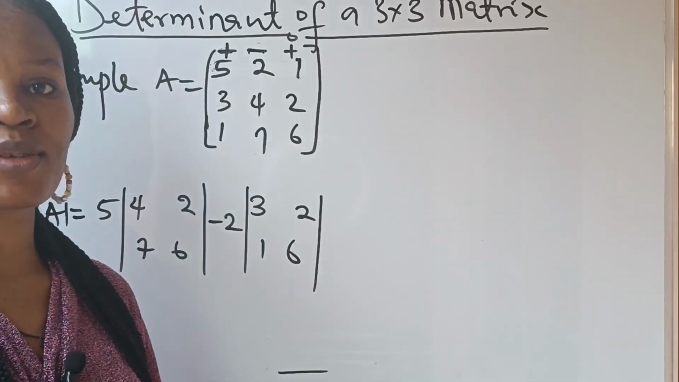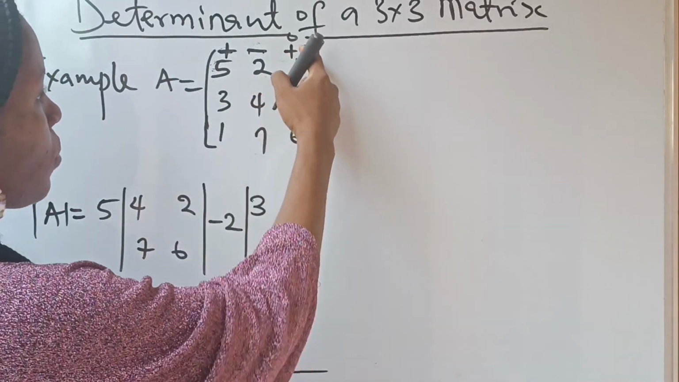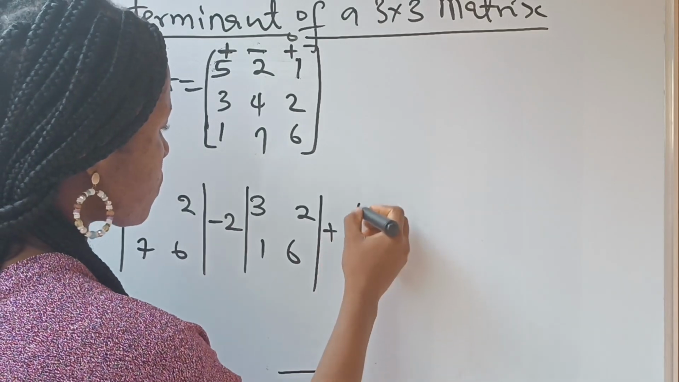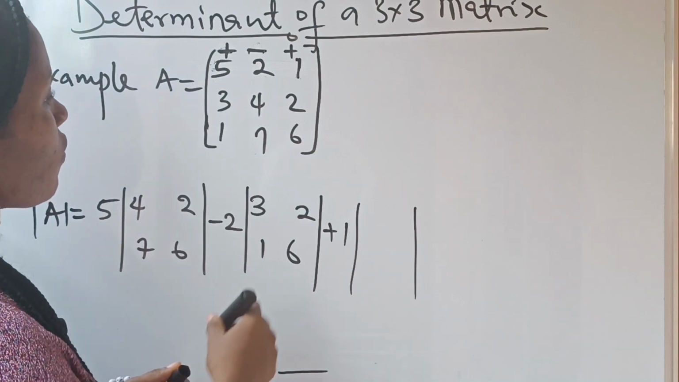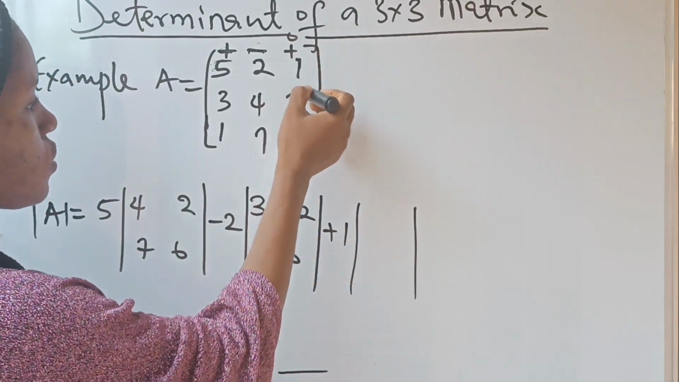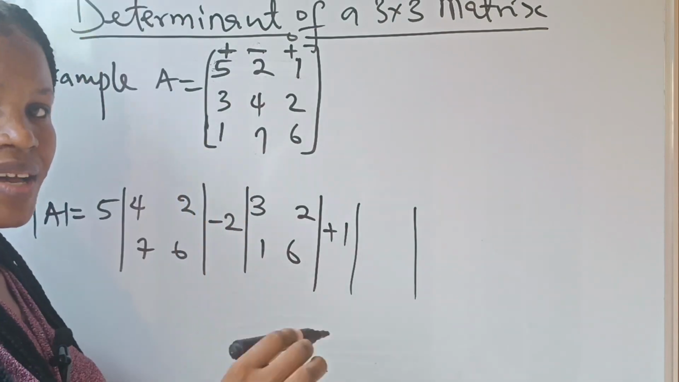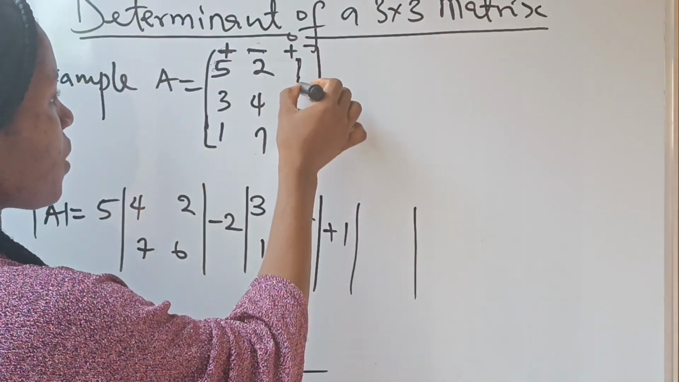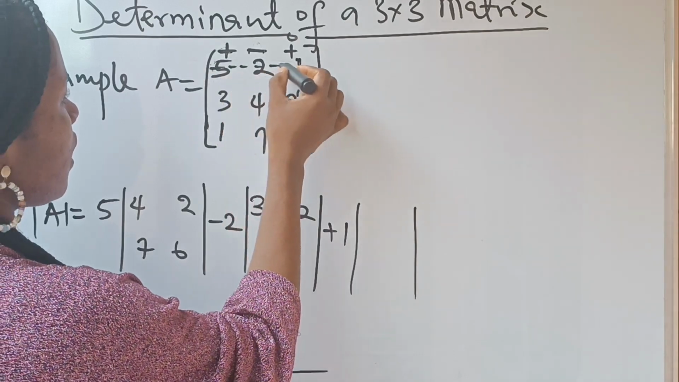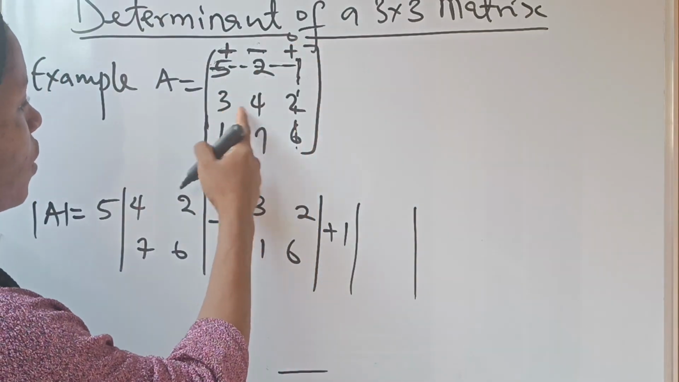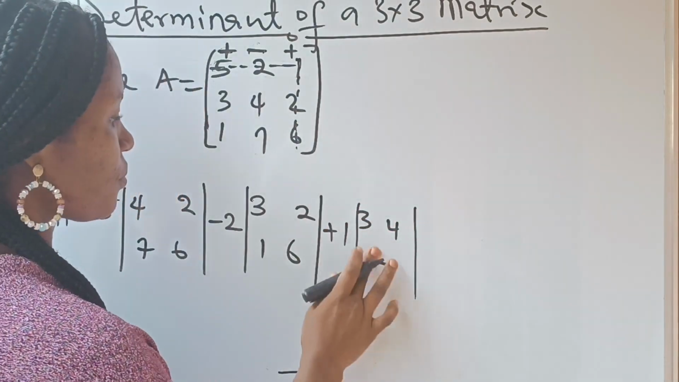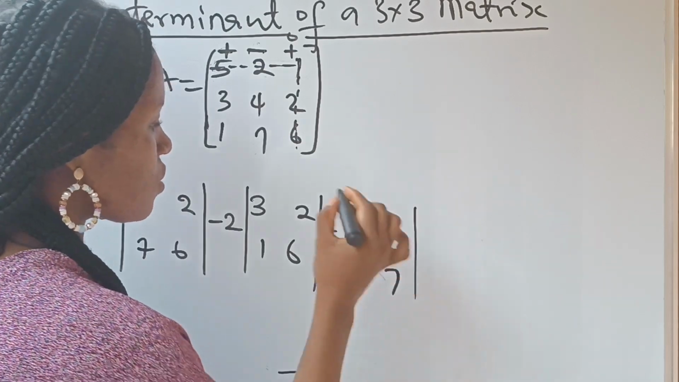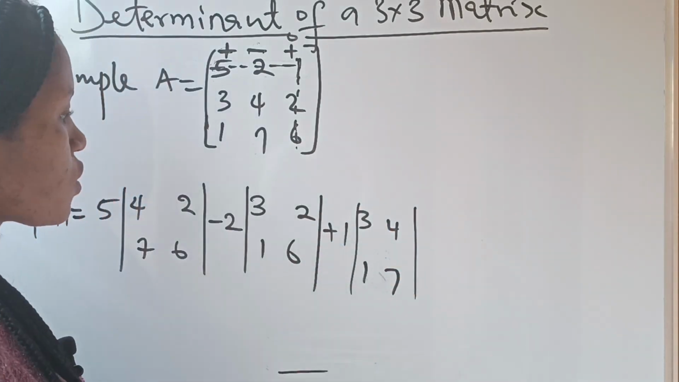Now the next one is plus 1. So we write our plus 1 and draw our determinant sign. Having done that, you cross whatever is concerning 1 vertically and horizontally, like this and like this. So notice that you have 3, 4, 1, 7. Now, this is very easy to solve.